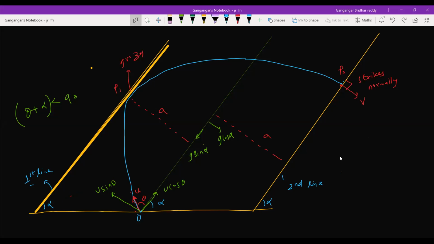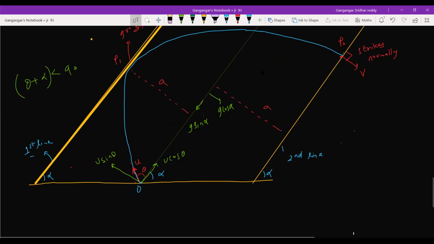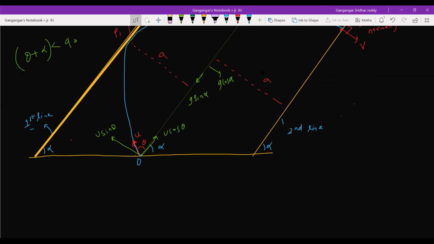So what should we do now? We should get the relation between theta and alpha. Okay, let's write from O to P1, as it moves from O to P1. I'll proceed with the mathematics now.